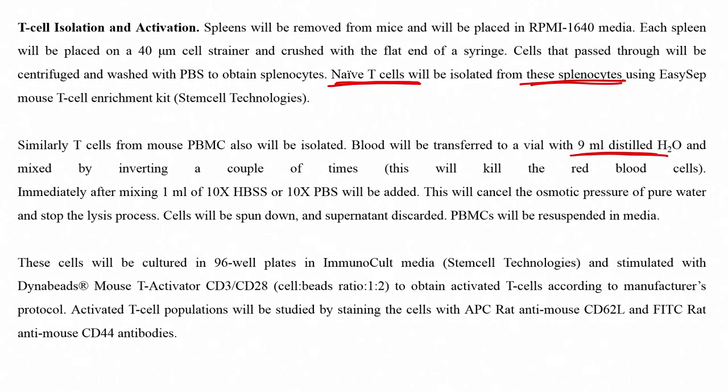Once we get these T cells, we have to culture them in a 96-well plate in ImmunoCult media. This is a media specially for culturing T cells, and they are stimulated with Dynabeads. Dynabeads are used to activate T cells, so that we have the activated T cells, according to the manufacturer's protocol. Then we can study these activated T cells with either APC or FITC anti-mouse CD44 antibodies.